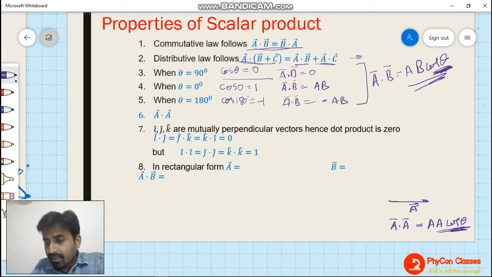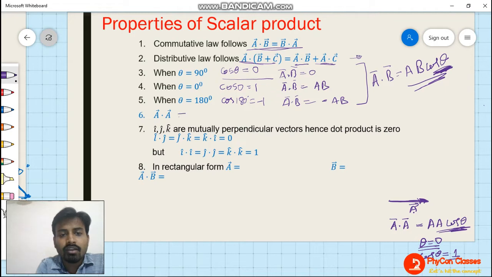But what will be the angle between this particular vector and the other vector which is the same? What is the angle between A and the other A? 0 degrees, right? So theta is 0 degrees here. So cos 0 is 1. And hence A dot A is going to be A square. Clear? So write down all these things and make a note properly.